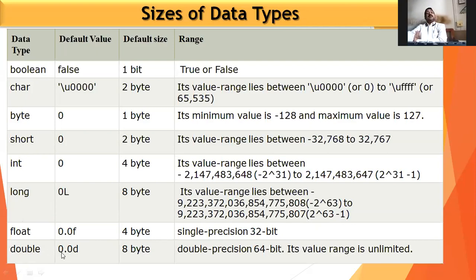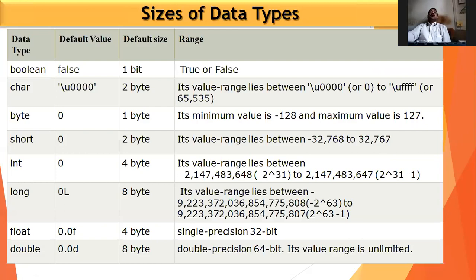The double is also 0.0, a decimal value. 8 bytes is the default size, and it has double precision of 64 bits. Its value range is unlimited. See, these values are unlimited; we can take unlimited values in the double data type. So these are many more data type values.